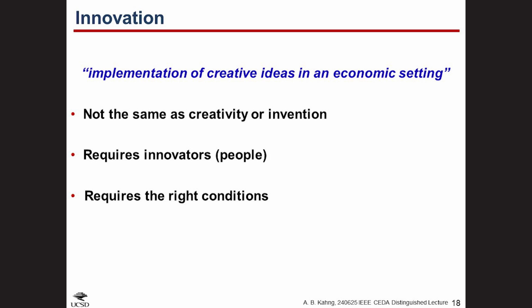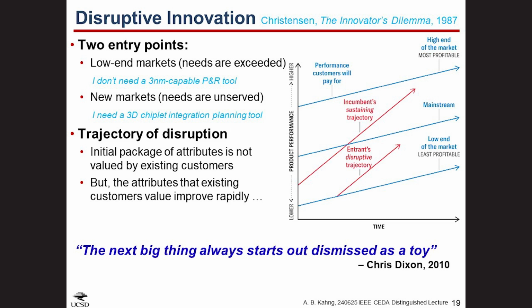The trajectory of disruption is that initial attributes are not valued by existing customers. So my OpenROAD 24-hour no human in the loop, which DARPA wanted, is not something that Qualcomm ever cared about, never will. And so the disruptor is ignored. And then the attributes that existing customers do value, like PPA quality, steadily and sometimes rapidly improve. And one can always, if you're an innovator, take some motivation from this quote. And we're talking about co-pilots or open source or other things.